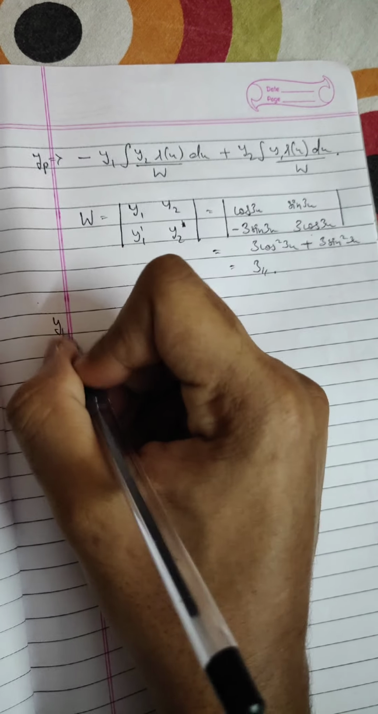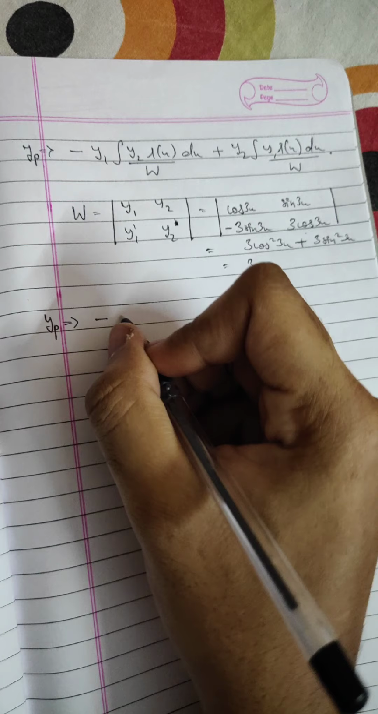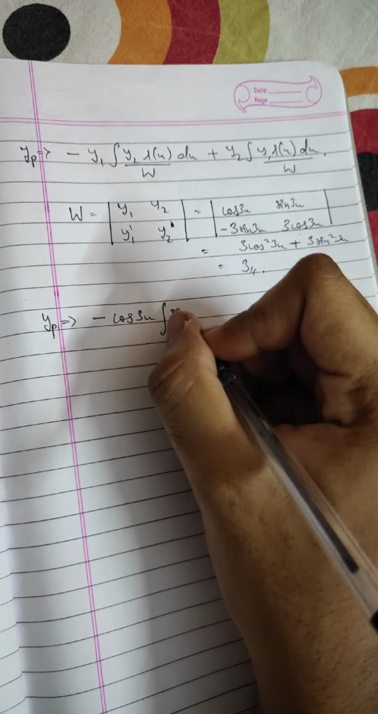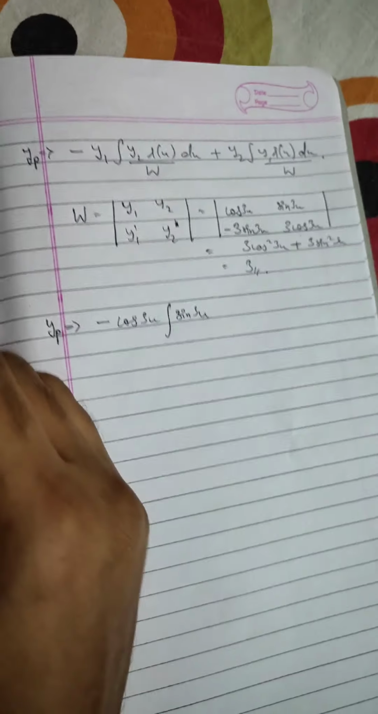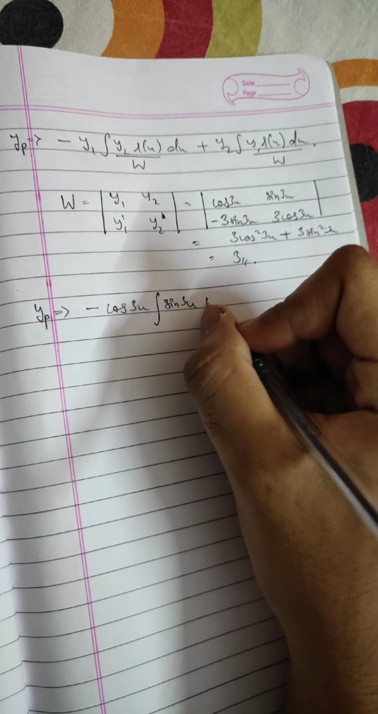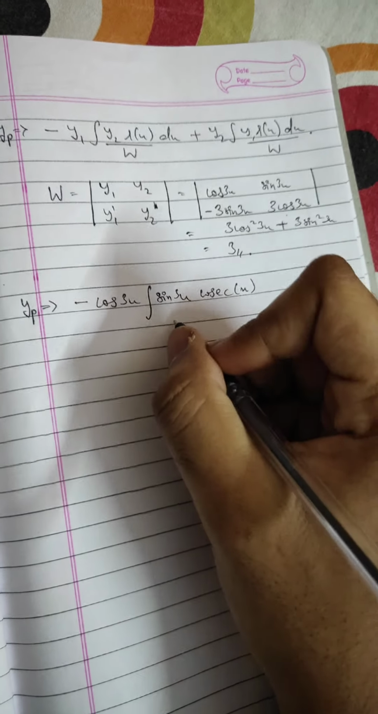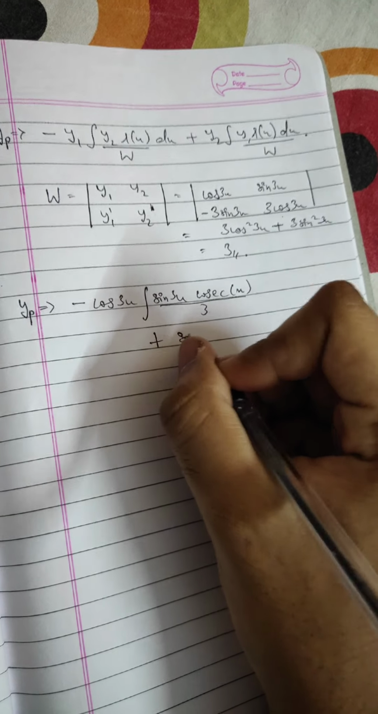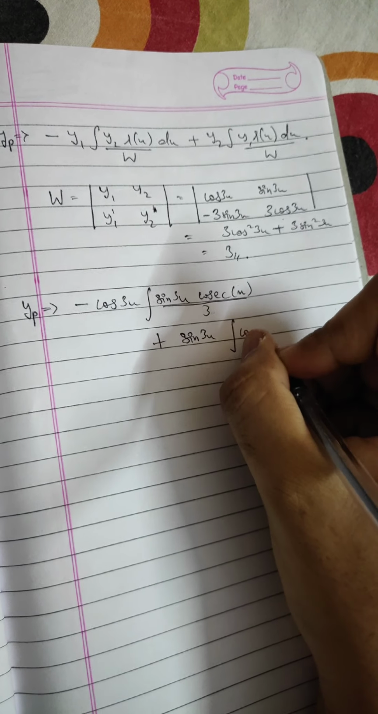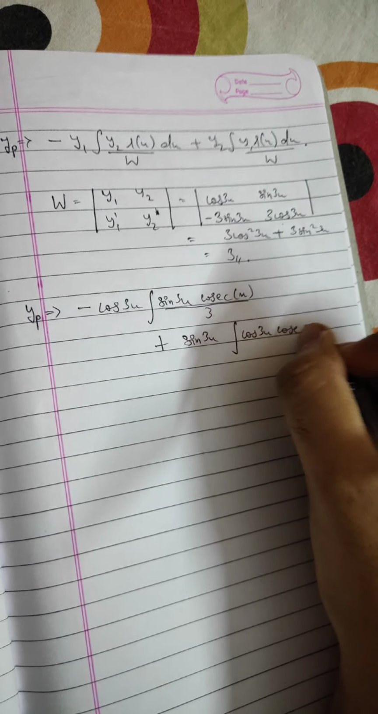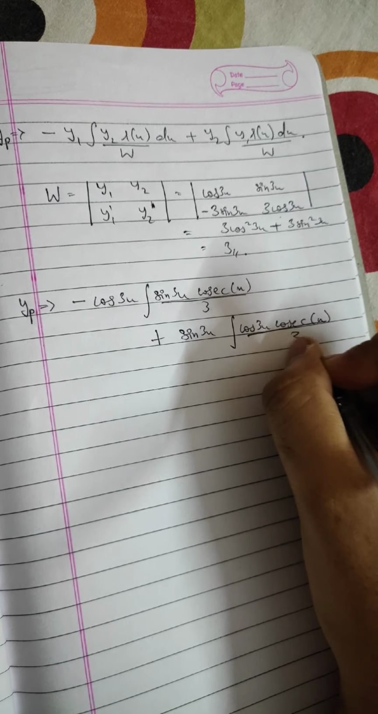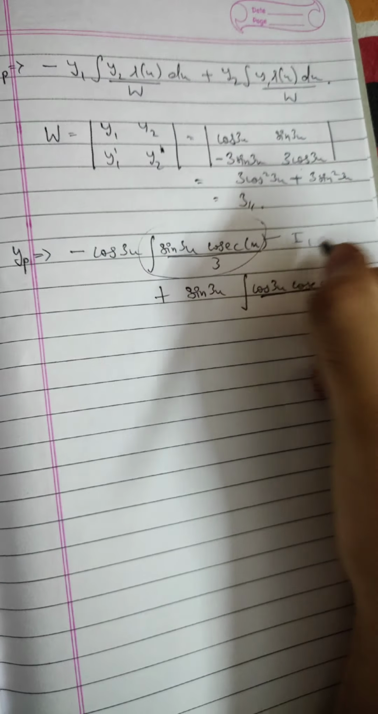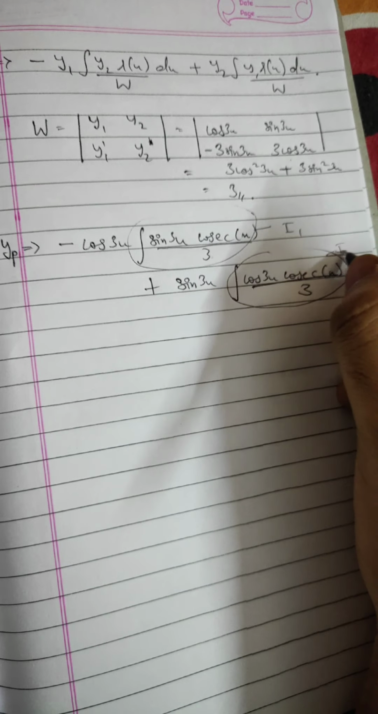Now let's substitute the values and write it. We'll have minus cos 3x integrated y2, which is sin 3x. Our r of x is cosecant x, so sin 3x into cosecant x, divided by 3. Next is plus sin 3x integration of cos 3x cosecant x divided by 3. Now let us take this integral as I1 and this as I2.